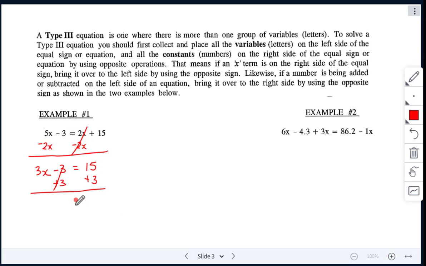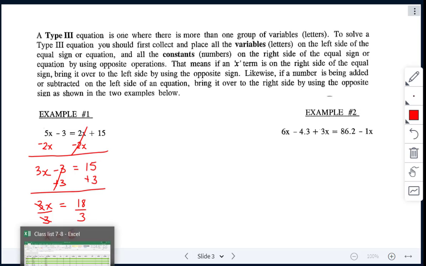Okay, negative 3 plus 3, that gives me 0 there. So I'm left with 3x is equal to 15 plus 3, which is 18. Now it looks like a type 1 equation. So 3x is equal to 18. The opposite of multiplying here is to divide by 3. Divide by 3 on both sides. 3x divided by 3 leaves me with x. And then 18 divided by 3, which leaves me with 6.